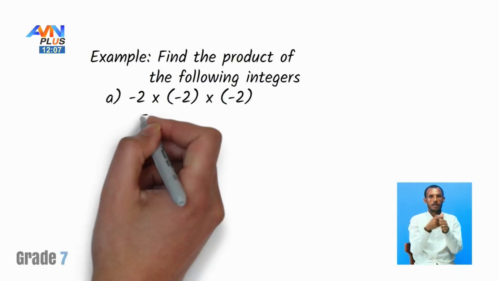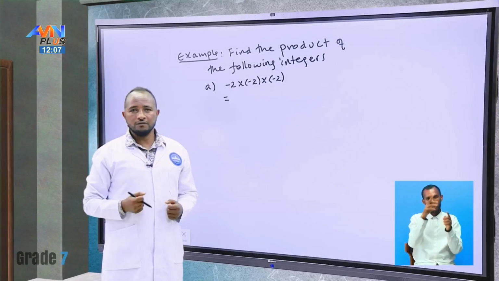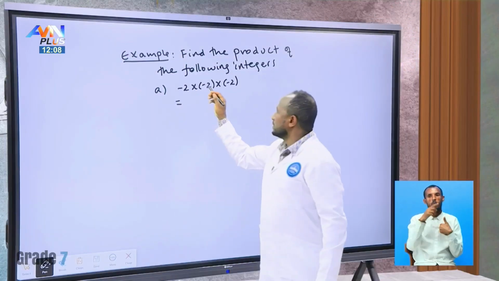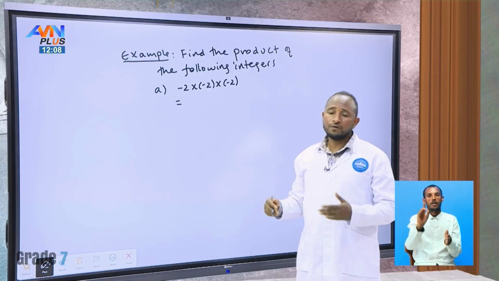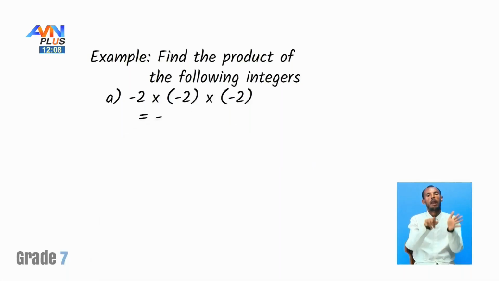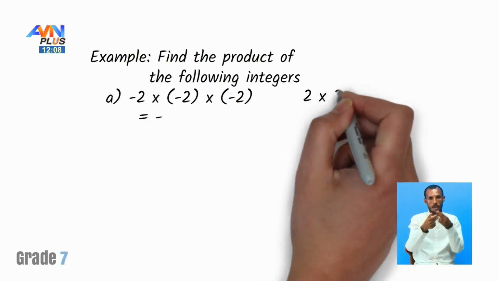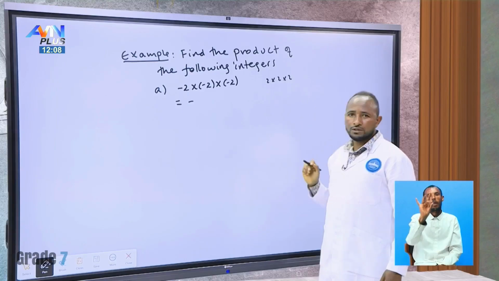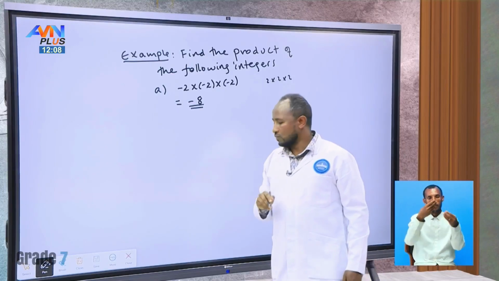Okay, first, before multiplying, what will be the sign of the product? Is it positive or negative? Let's count the number of negatives. Here you have 1, 2, 3 negatives. So the number of negatives is odd. Therefore, the sign of the product is negative. And then you multiply the numbers 2, 2, and 2. 2 times 2 is 4, and 4 times 2 is 8. Good. Therefore, the answer for this one will be -8.